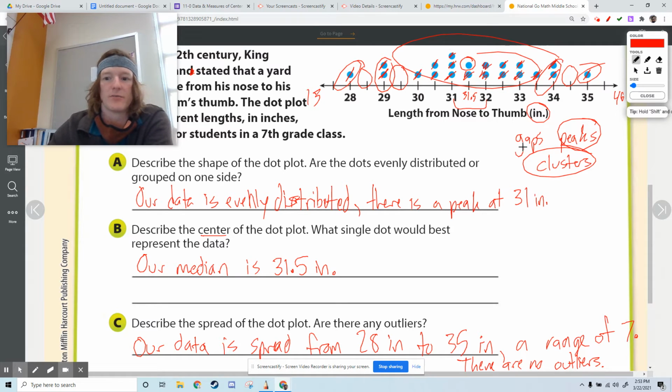So let's go ahead and write these words on this page. Make sure you have this. We're going to go to the next page.